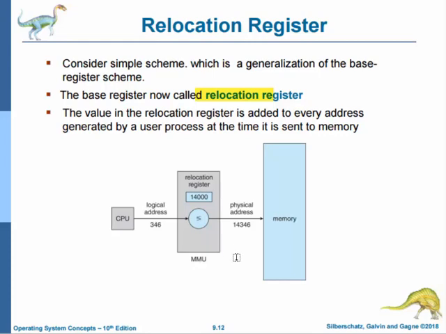So the user program deals with logical addresses, and the memory mapping hardware converts the logical addresses into physical addresses. And this form of execution time binding was already discussed. The final location of a referenced memory address is not determined until the reference is made.